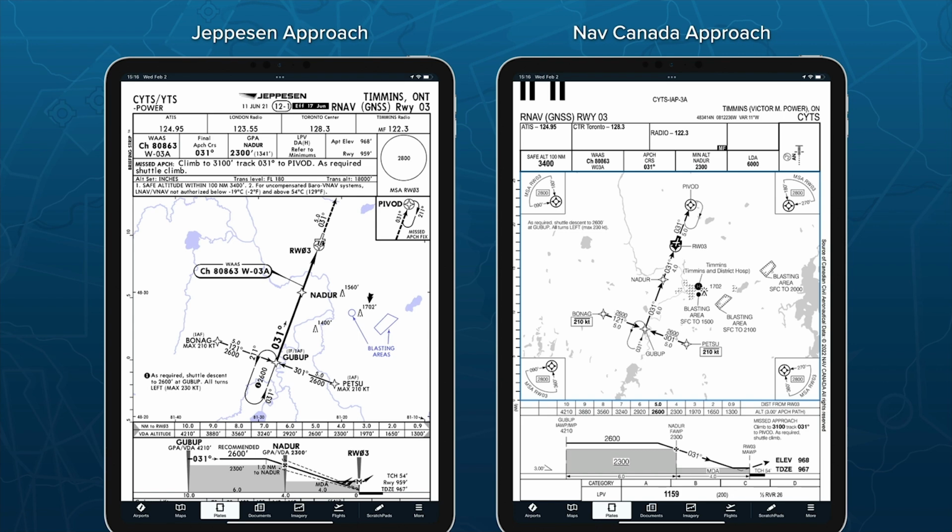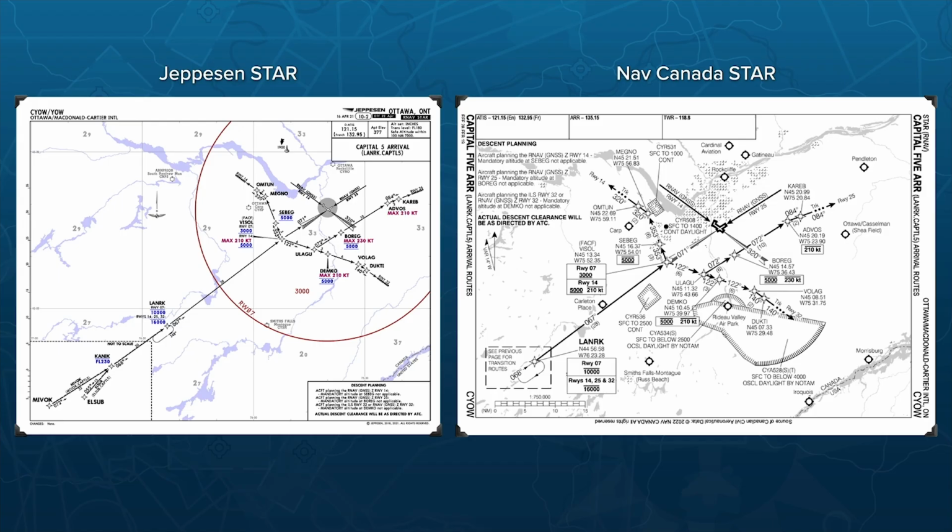The key is use what you're familiar with, and just make sure you're comfortable with either version and that style of chart, and know where to access all the information. All right, here's another comparison. So we've got a Jeppesen instrument arrival into Ottawa, and the Nav Canada equivalent of the same arrival. It's the Capital 5 into Ottawa. Again, everything is there on either one that you choose to use.